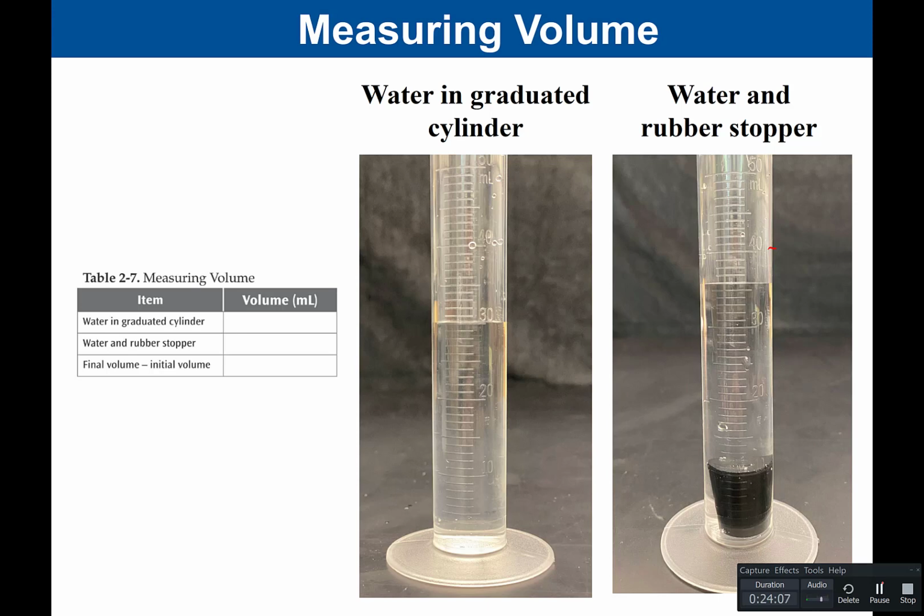Now, the last row says final volume minus the initial. So you're going to take the volume of the water and the rubber stopper and subtract out the volume of the water. And what that's going to leave you with is the volume of the rubber stopper. And so you can see the rubber stopper displaced that water.